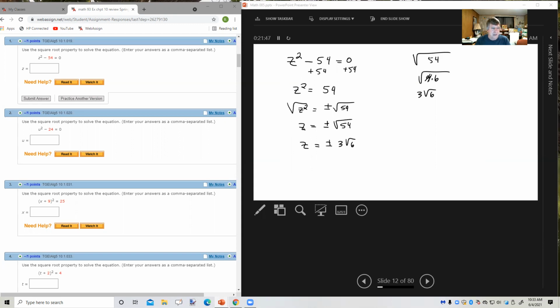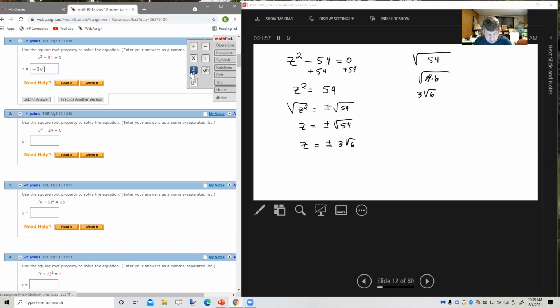Now, entering that into WebAssign, I'm going to have negative 3 square roots of 6. Then again, make sure I move outside of the radical to put the comma in there. Let me explain. If you put the comma right there, that just confuses WebAssign and they'll mark it wrong. So you've got to move outside, comma, space, and then 3 square roots of 6. Okay, and let's see what happens.